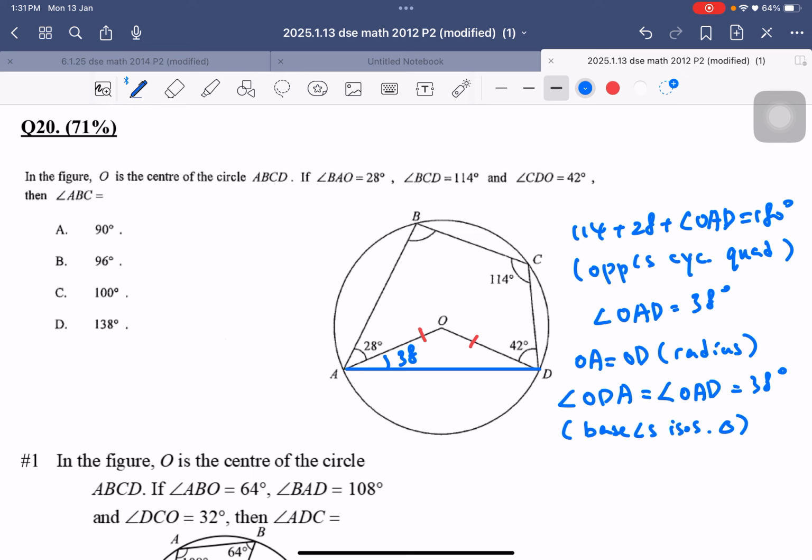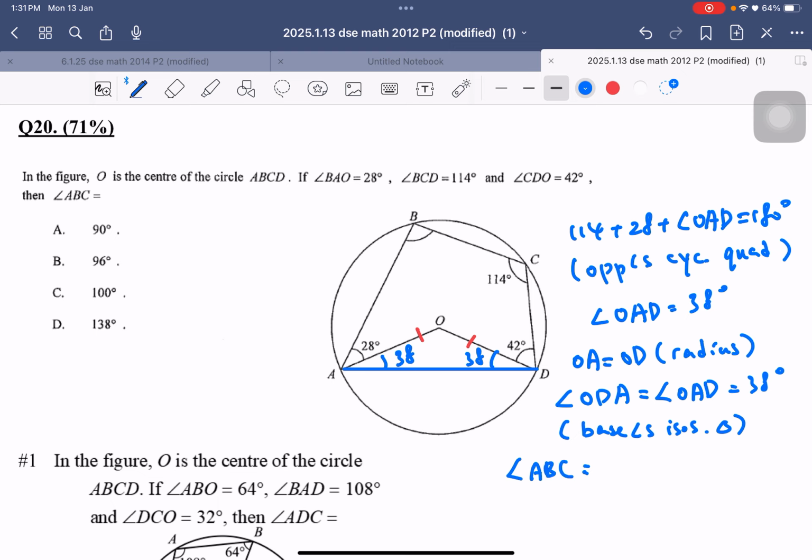Okay? So now we have this is equal to 38. Now we want to find out the ABC. Here is our ABC. Then this is the opposite angle of the whole ADC, isn't it? So we can say angle ABC should be equal to 180 minus 38 minus 42, giving you the answer which is 100. So this is actually quite an easy question.